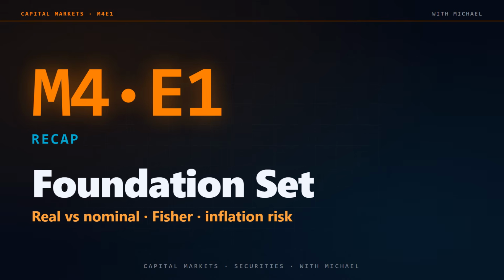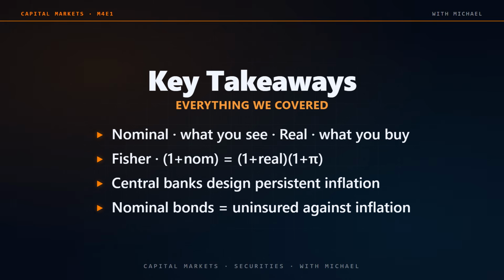Conclusion. We have set up the foundation for inflation-linked bonds. Nominal returns are what you see. Real returns are what you can buy. The Fisher equation links them precisely. Central banks deliberately design monetary systems with persistent mild inflation. Conventional nominal bonds bear inflation risk that can be enormous over long horizons. Historical episodes from Germany to Israel to the United States to Argentina remind us that inflation risk is real. And inflation-linked bonds offer a structural hedge against this risk by tying their payments to an inflation index.